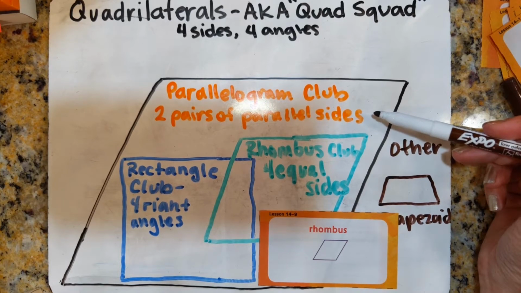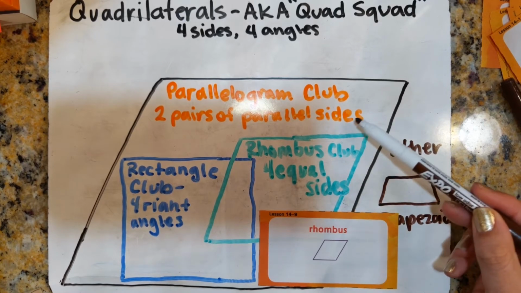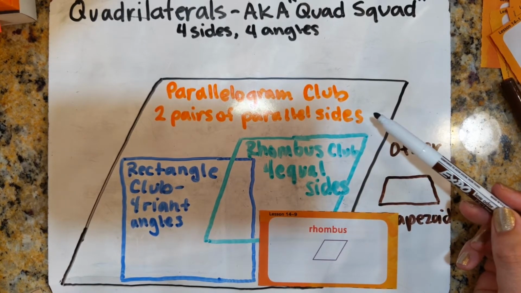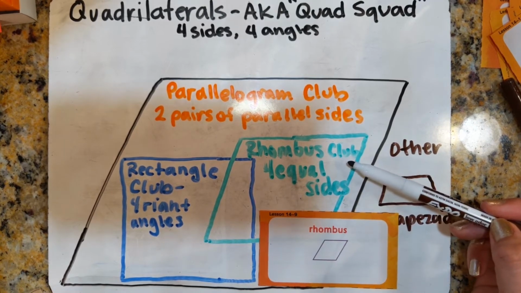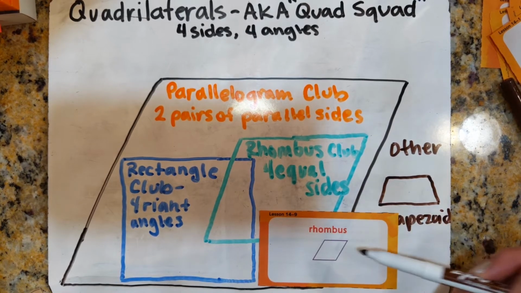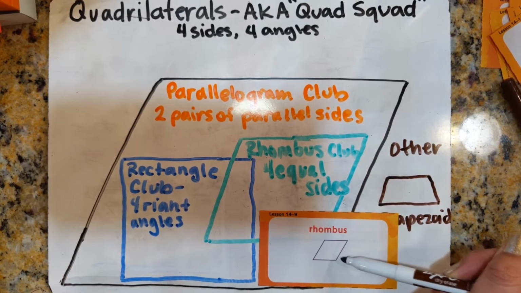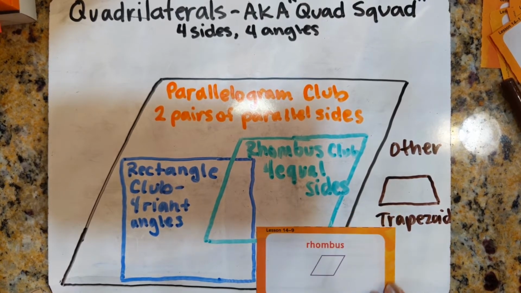Does it have 2 pairs of parallel sides? 1, 2. Absolutely, it can join the parallelogram club. But can we go even further? Yes, this one's called the rhombus club, kind of a giveaway. 4 equal sides. This side is the exact same length as this side, and the exact same length as that side, and the exact same length as that side. So that's what a rhombus is.